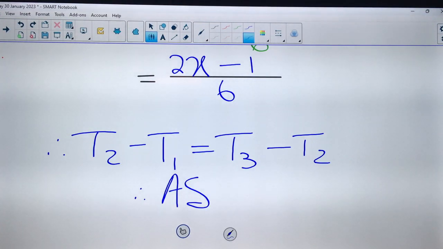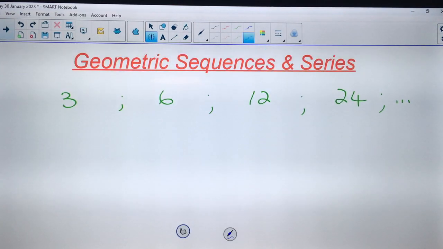But we're going to go on to the next page to get to geometric sequences as well. I'm just quickly going to refresh your memory from what you, have you done this in class already? Yes. Okay, so this is just refreshing your memory.